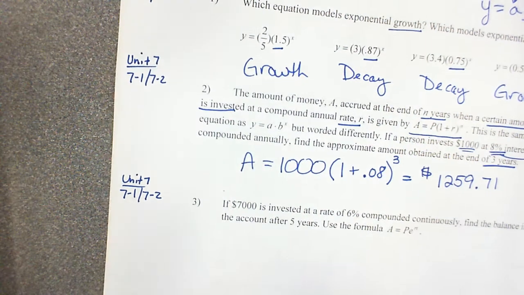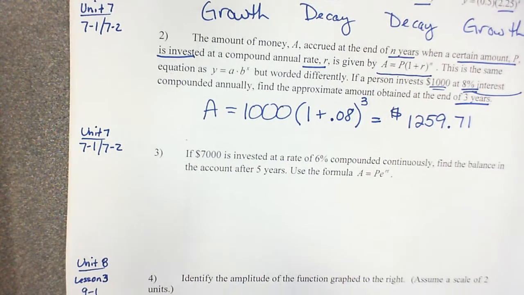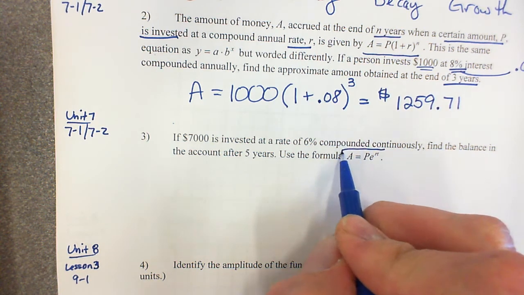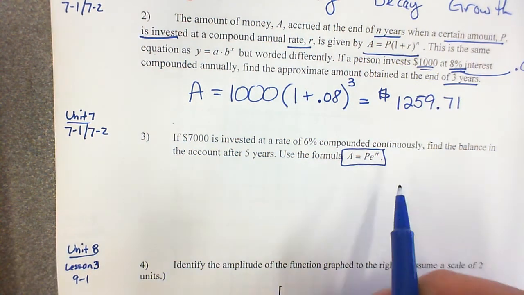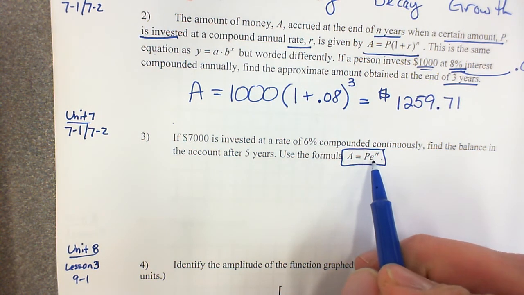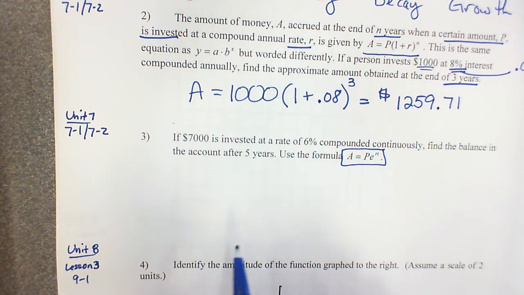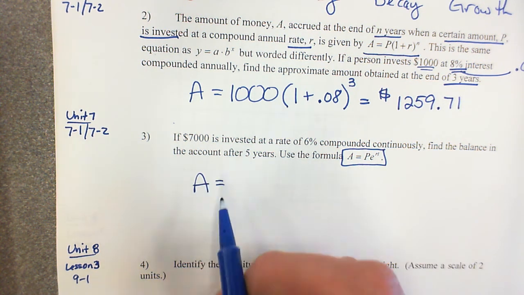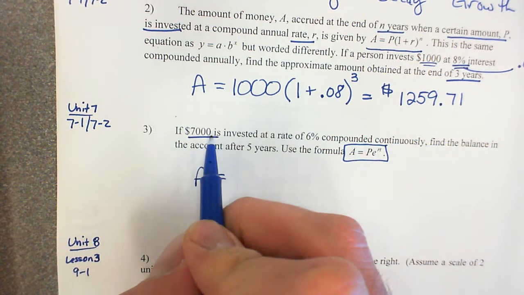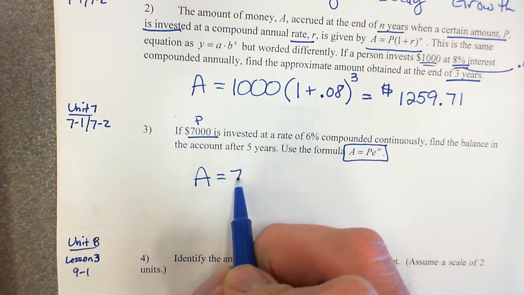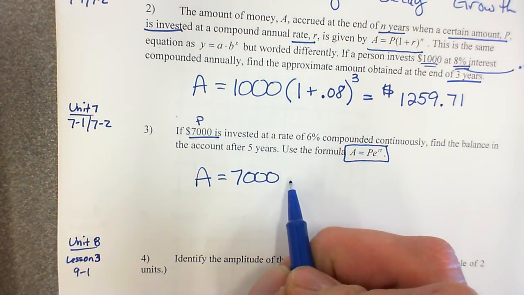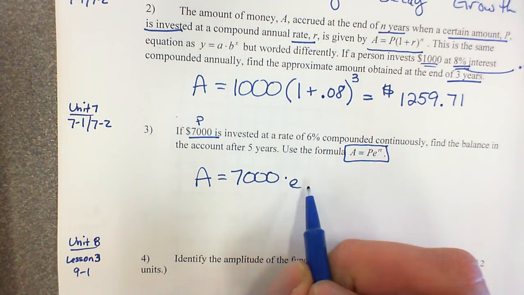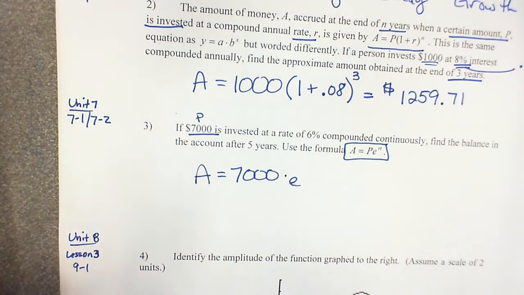Okay. The third question also comes from unit number 7. This one we're using a different formula. This is the PERT formula, principal times e to the RT power. Okay, so P is the principal. So here, your principal is 7,000. Again, that's the amount of money that you're either borrowing or investing.